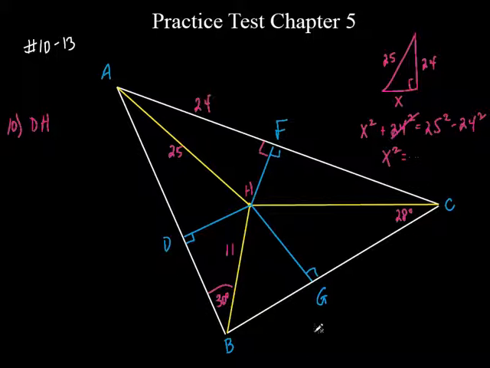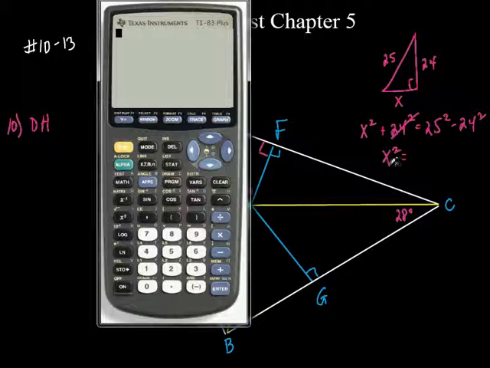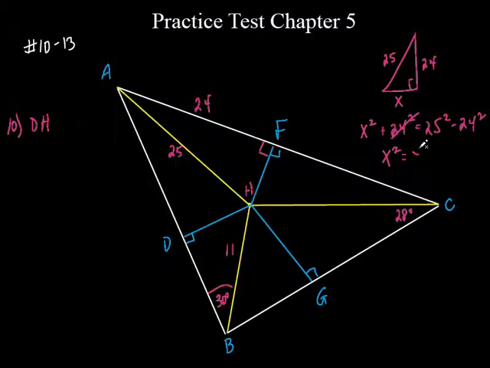So x squared is equal to 25 squared minus 24 squared. So let's put it in here. So 25 squared minus 24 squared right there, and that's equal to 49. I don't even need a calculator now. So x squared is 49. How do I get x by itself? Take the square root, right? We've talked about this this year, haven't we? So what's the square root of 49?